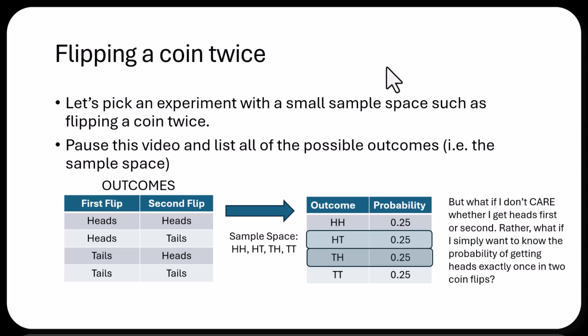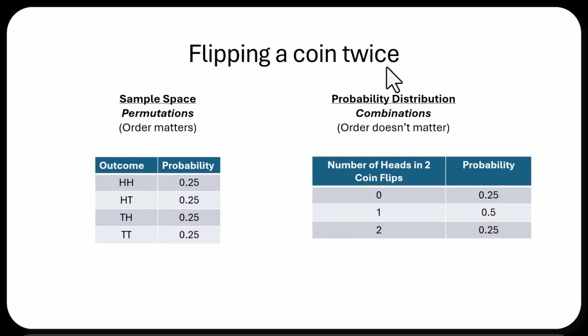But what if I don't care whether I get heads first or second? Rather, what if I simply want to know the probability of getting heads exactly once in 2 coin flips? Well, what I can do is change my list of outcomes to what's called a discrete probability distribution.